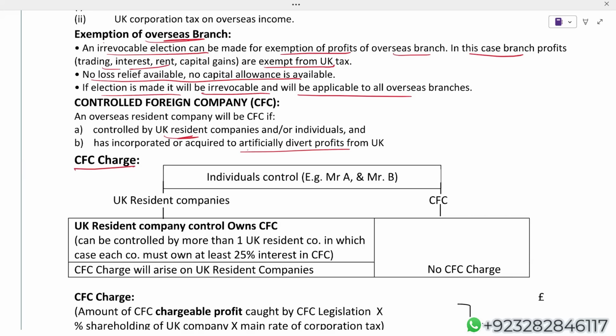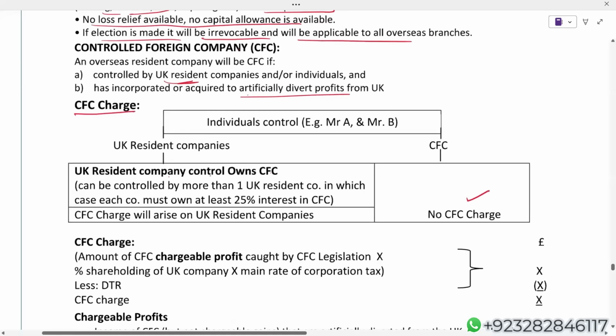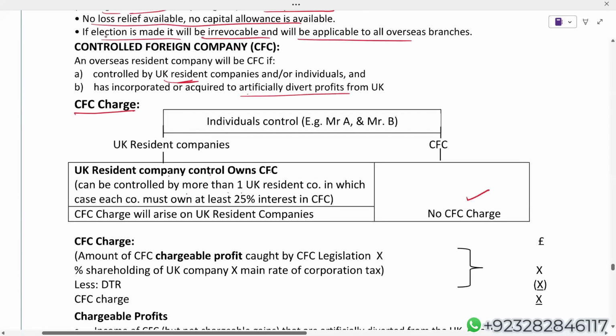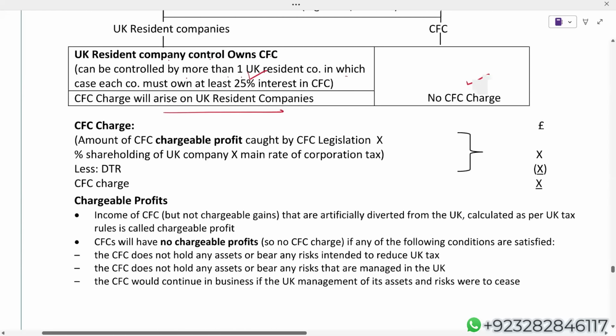A CFC charge arises only on corporations, it does not apply to individuals. On individuals, no CFC. A UK resident company controls or owns a CFC; it can be controlled by more than one UK resident company, in which case each company must own at least 25%. The CFC charge will arise on UK resident companies. How to calculate?